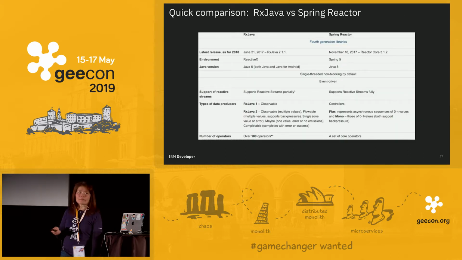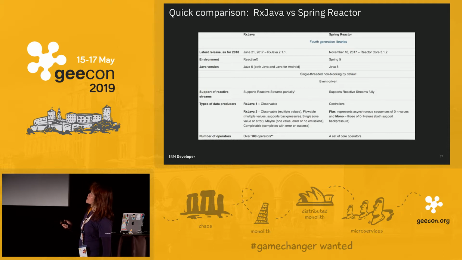And here is just a quick comparison table of the two, which I've already talked about, so I probably won't need to go through all of it, but the idea is that there are similarities. They're single-threaded, non-blocking by default, and event-driven. RxJava supports reactive streams partially, whereas Spring Reactor supports reactive streams fully. RxJava is now at version 2, which has the Flowable with back pressure support. And controllers on the Spring Reactor side use Flux and Mono. I have these slides made available to you too, if you'd like to see this table in more detail.